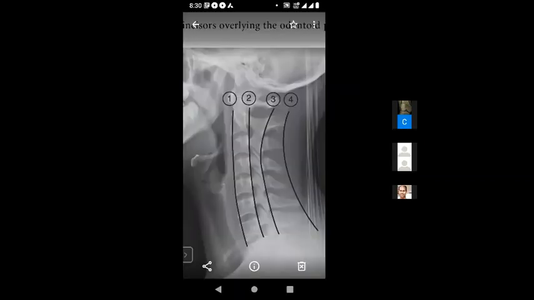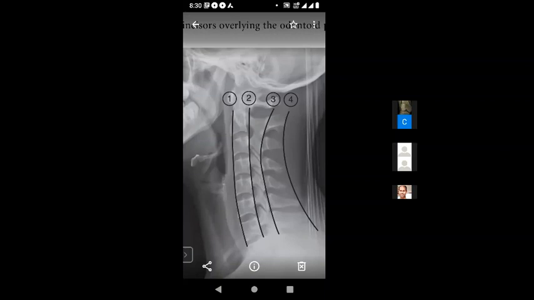You can have another cervical spine X-ray with lines drawn on it, like 1, 2, 3, 4, and you may be asked to name these lines and the importance of the lines. The first line that you see is the anterior line, which passes through the anterior border of the vertebral bodies. The second one is the posterior vertebral body line. The third one has a very specific name: the spinolaminar line, because it connects the inner border of the lamina.